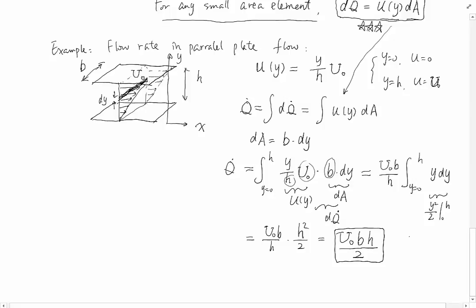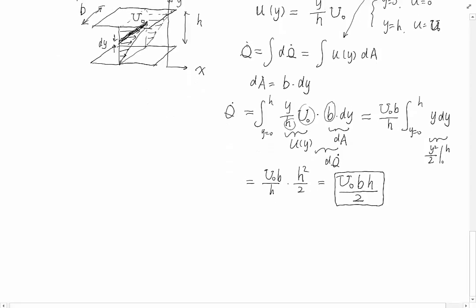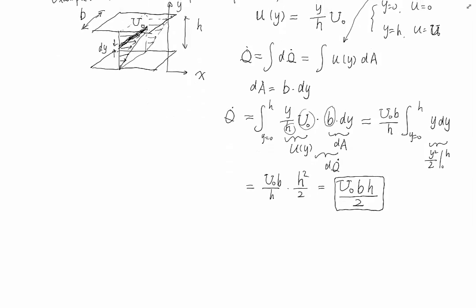Okay, so let's check the unit. Velocity times area, that will give us a unit of volume flow rate. So this volume flow rate, at least from the unit point of view, it's correct. Now let's introduce the concept of average velocity.